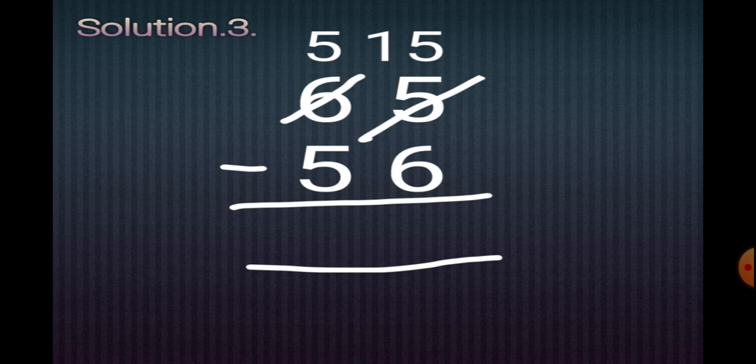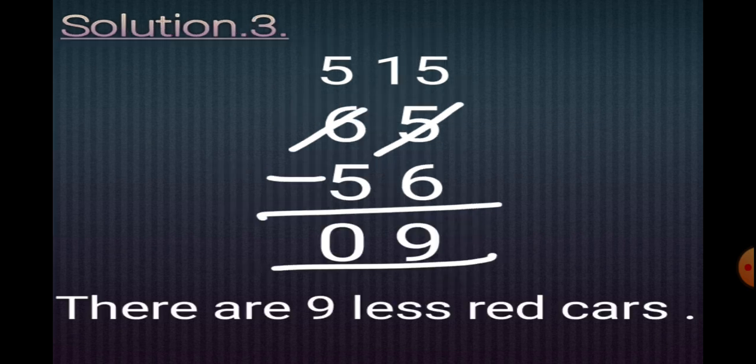Now we have 15 ones, and at the bottom the ones is 6, which is smaller than 15. Now we can subtract: 15 minus 6 is equal to 9. And in the tens place, 5 minus 5 is equal to 0. 0, 9 means 9. Hence there are 9 less red cars.